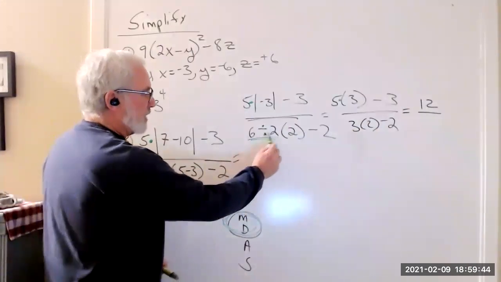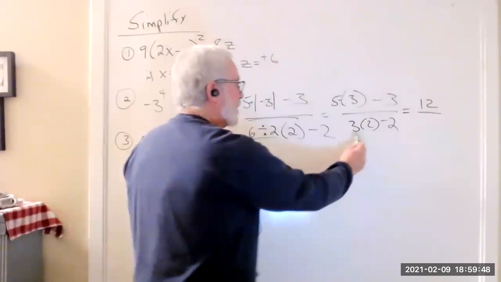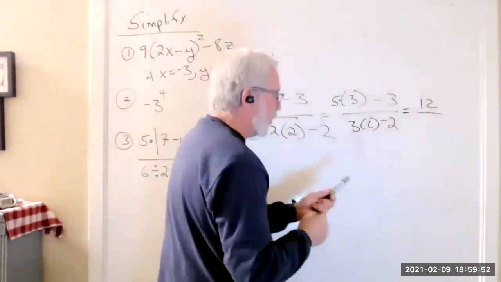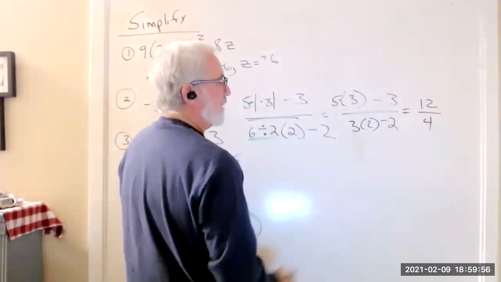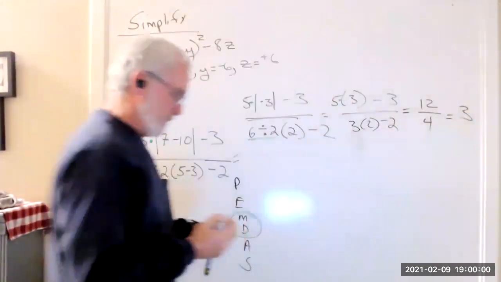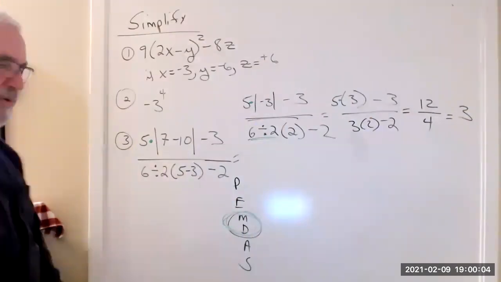6 divided by 2 is 3, times the 2. 3 times 2 is 6. Minus 2, this is 4. Okay, final answer, 12 divided by 4 is 3. So that's number 3.